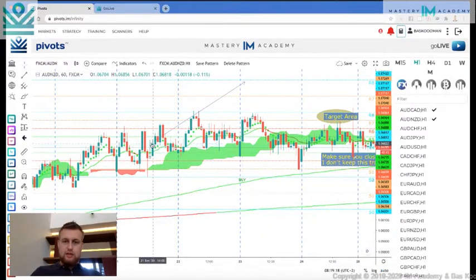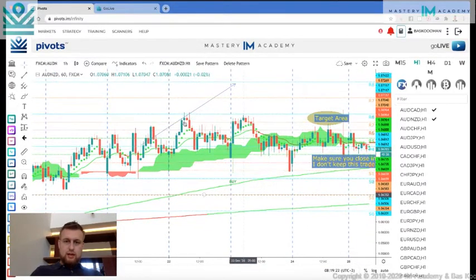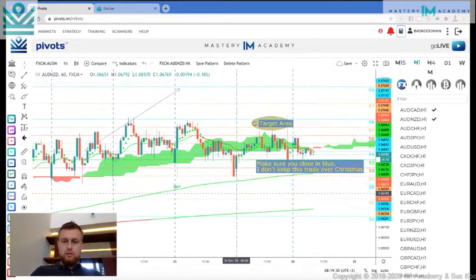This was our entry on the Monday, and we had our take profit 1 levels in the target area. It spiked a couple of times there. It was definitely important to close on Friday. As you see, the market was going up and down. Make sure you close in blue, don't keep it over Christmas.